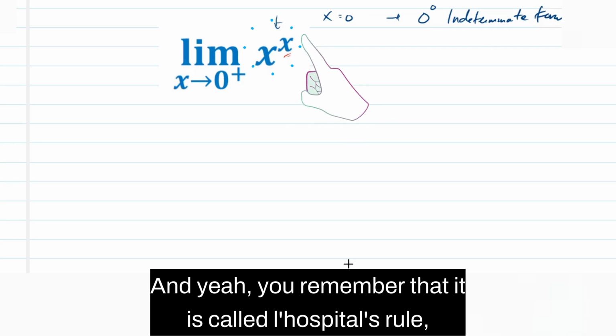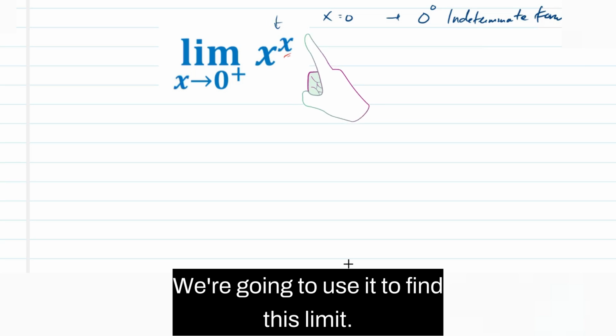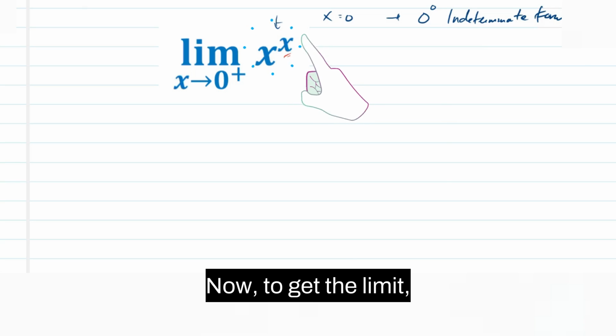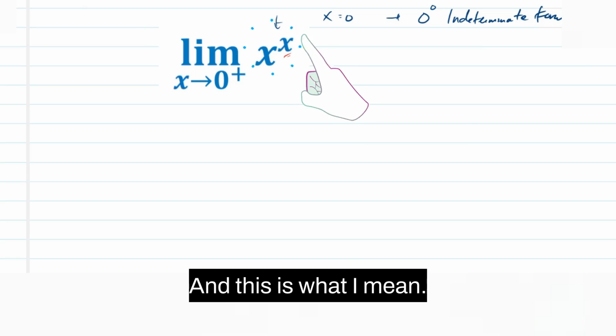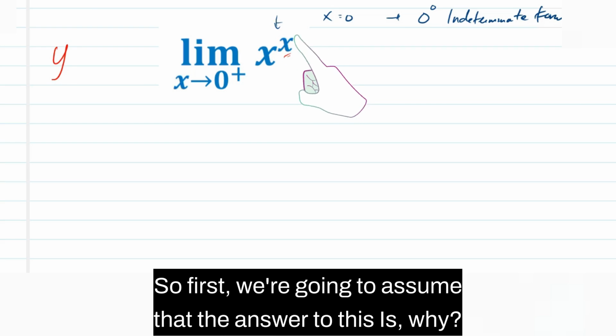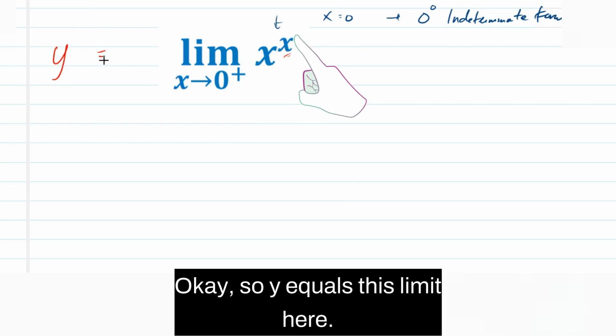It is called L'Hospital's rule. We're going to use it to find this limit. Now, to get the limit, we're going to need to do more things here, and this is what I mean. First, we're going to assume that the answer to this limit is y. So y equals this limit here.